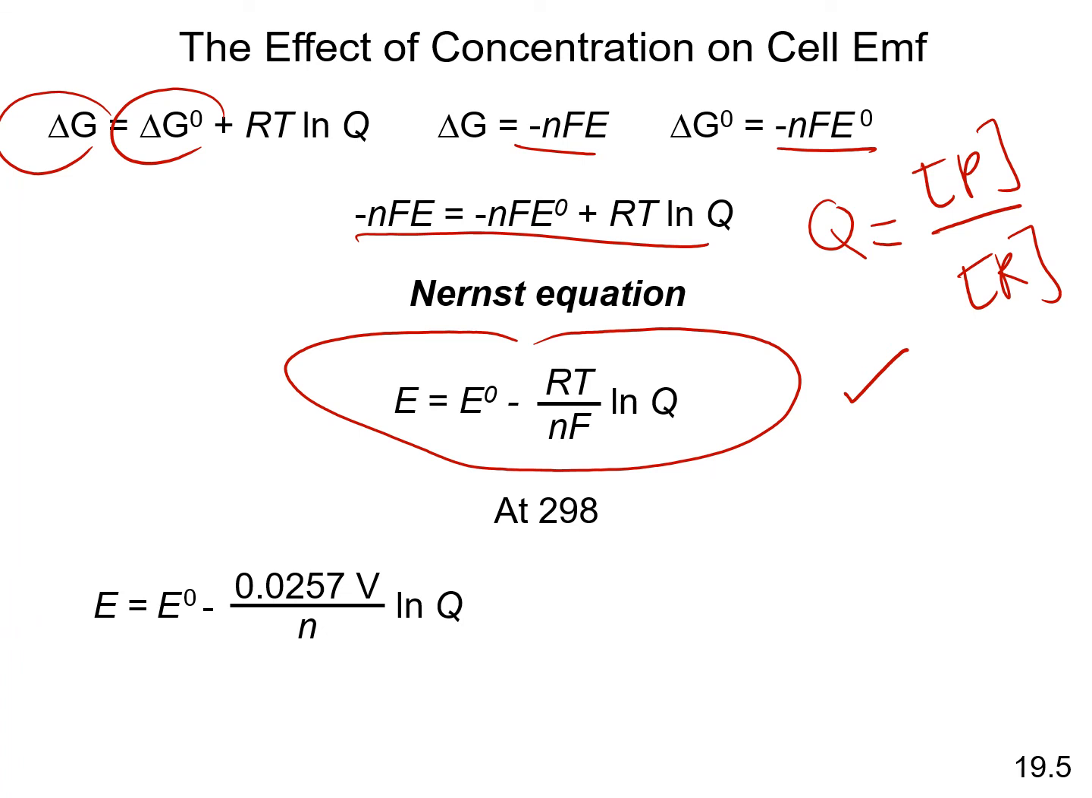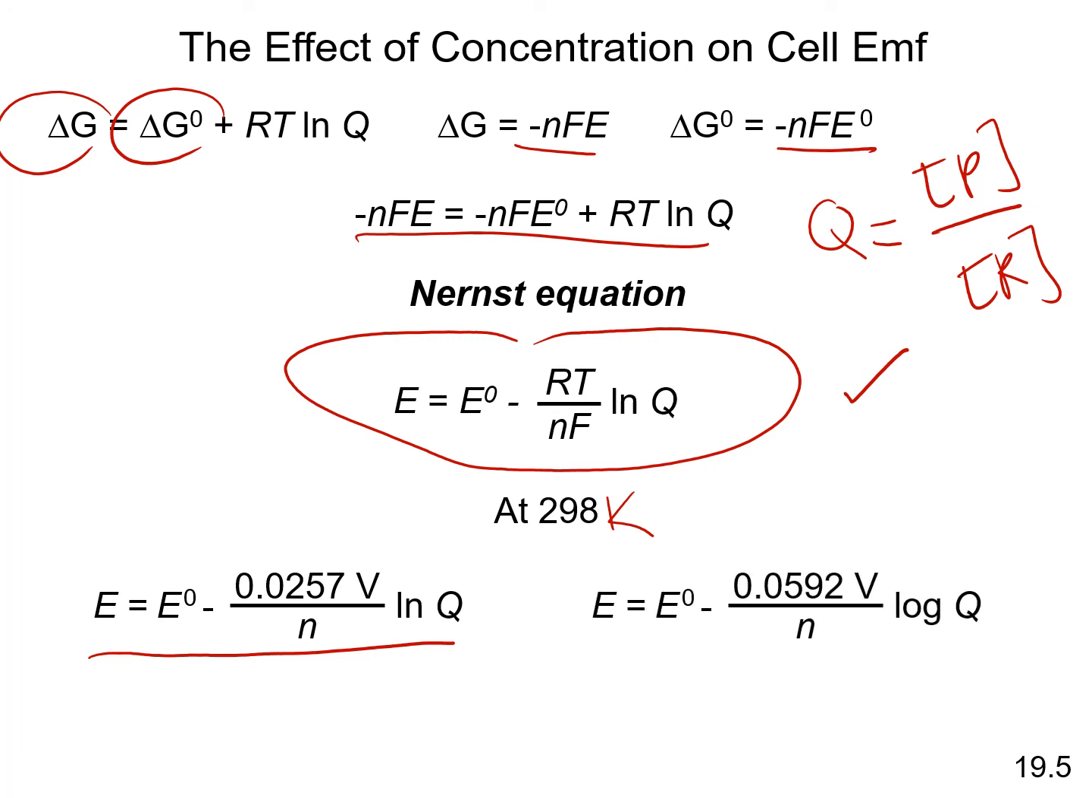If the temperature is 25 degrees Celsius, meaning 298 Kelvin, we can simplify the Nernst equation further. So this becomes E is equal to E naught, the standard potential, minus 0.0257 over n ln Q. Or in log, E is equal to E naught minus 0.0592 over n log Q. Either one can be used, but usually log is used.